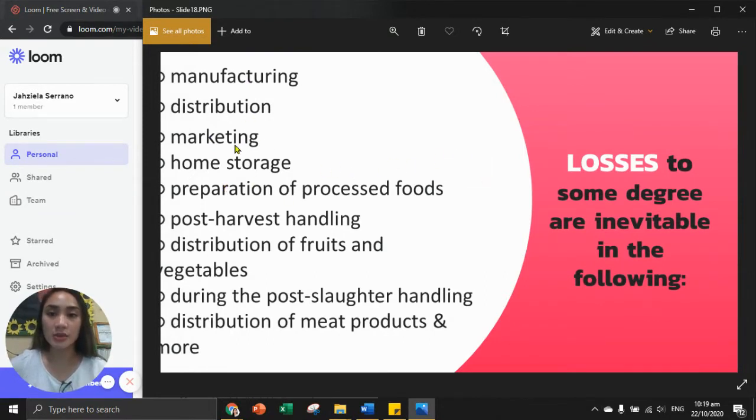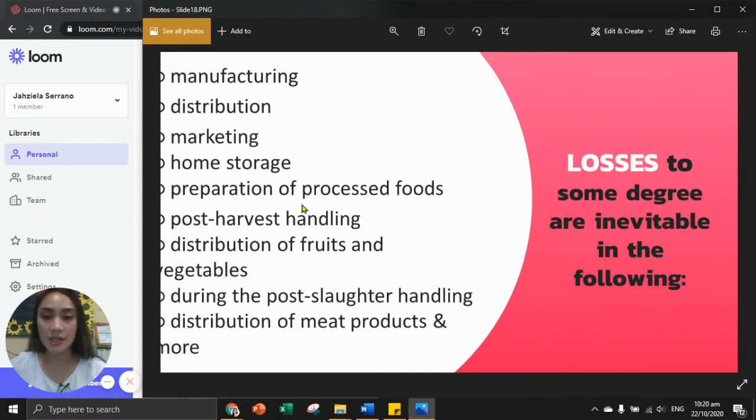So, next is during marketing. Marketing is when we expose it to, for example, groceries or the wet market, etc. So, next is home storage. Here in home storage, this will depend on time and temperature control. Next is the preparation of processed foods. Here, mostly in preparation, for example, during cutting and during cooking, there is exposure to heat.